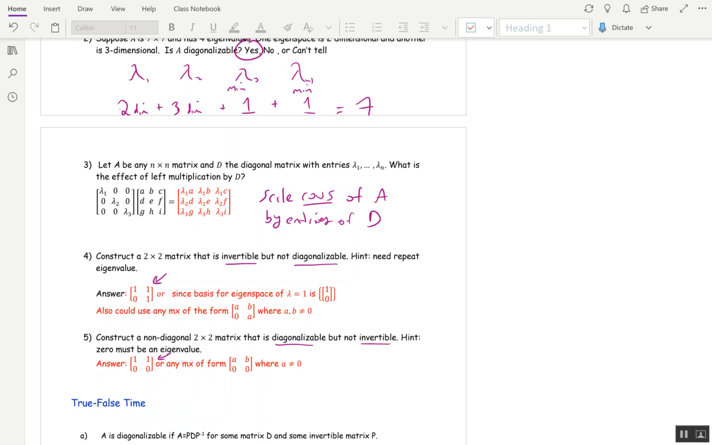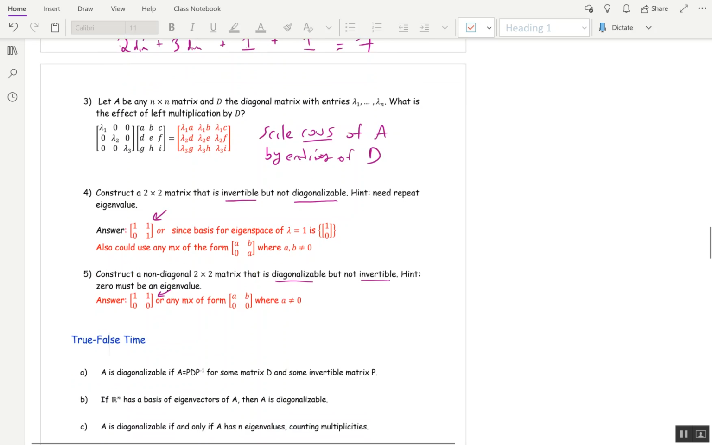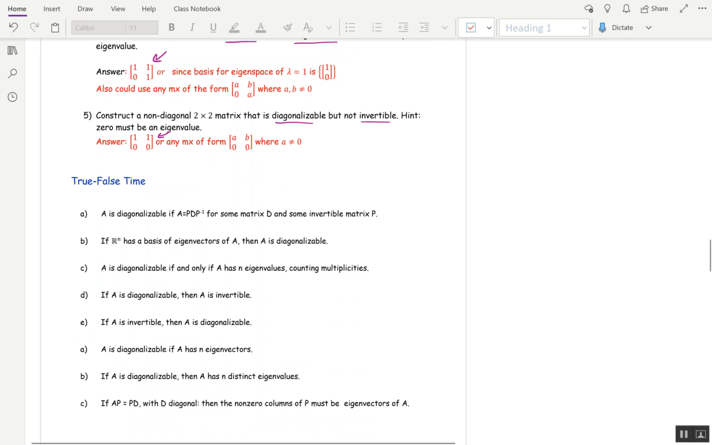All right, true false time. So you might want to pause it, see if you can do these, and then come back, and I'll do them with you. All right, we're back.